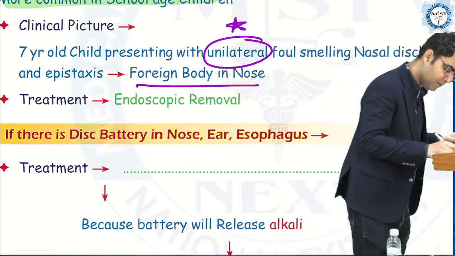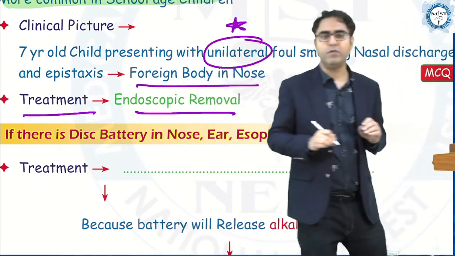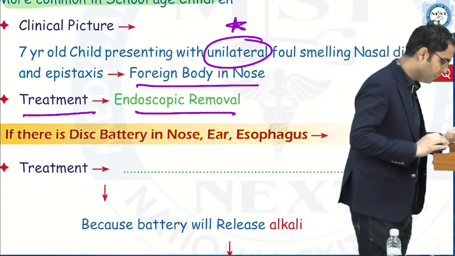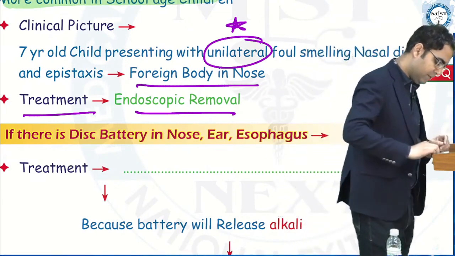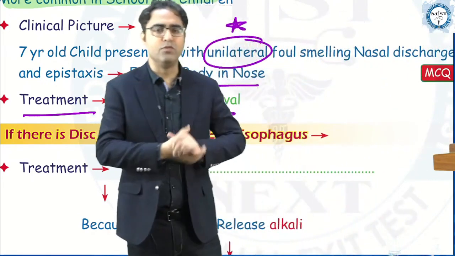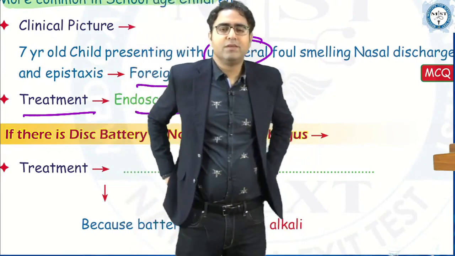Treatment is endoscopic removal, beta. Put an endoscope, pull it out. A lot of foreign bodies we remove, beta.